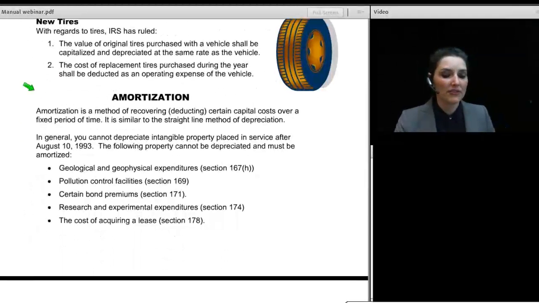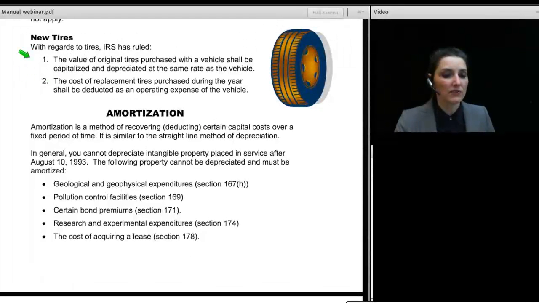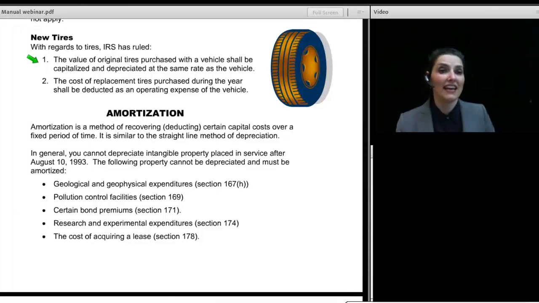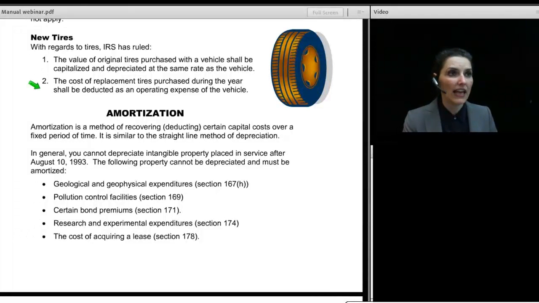Now there's a couple of things you should be aware of, and one of them is that with regards to tires, the IRS has ruled that when you purchase a car, it does come with tires in most cases, and that the tires that are on the car when you purchase it are part of the acquisition cost of the vehicle. But later, when those tires wear out and you replace them, the cost of replacing the tires is a repair and not an improvement.